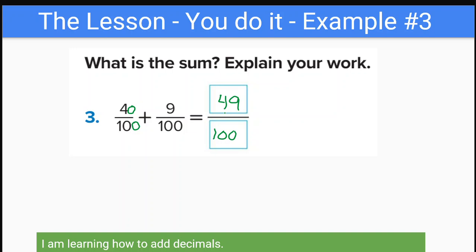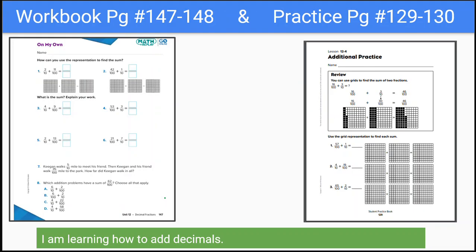49 hundredths. If you wanted to write it as a decimal, right, there's no wholes, and a 49 that ends in the hundredths place looks like that. This is 49 hundredths, this is 49 hundredths. We say them exactly the same way. Kids, you're learning how to add decimals. Okay, well here we're going to look at workbook pages 147 and 148 today. We're going to look at practice pages 129 and 130, okay?